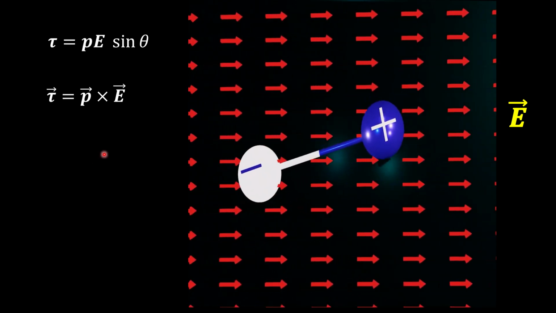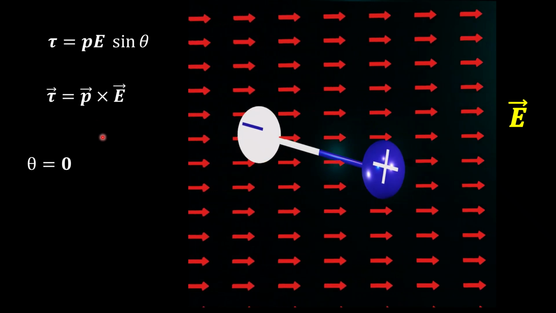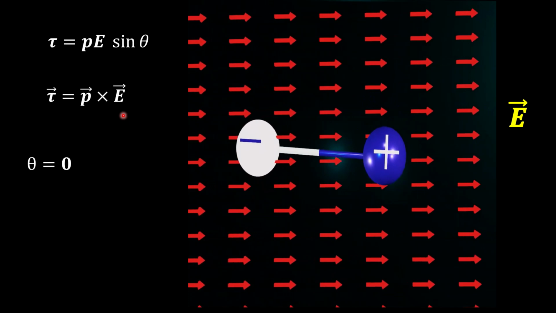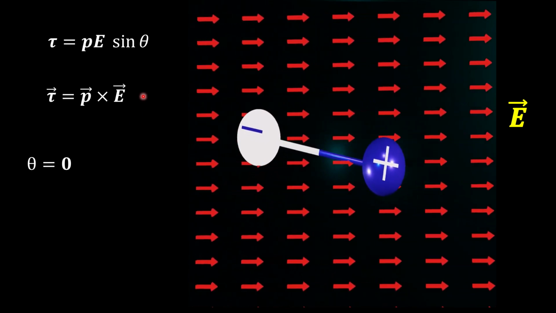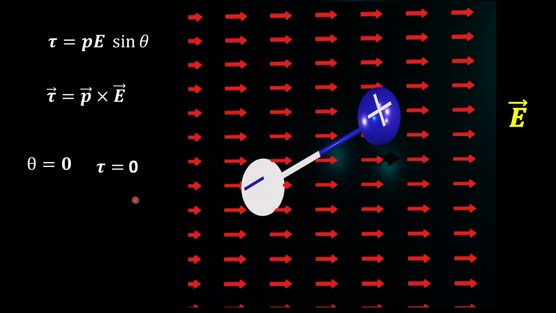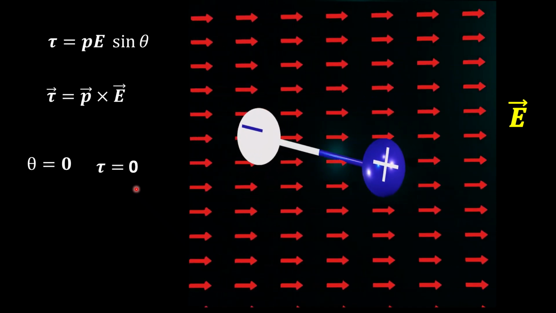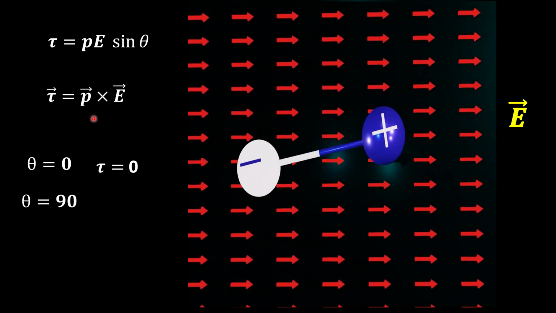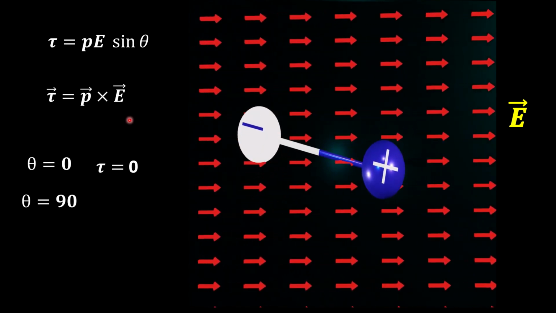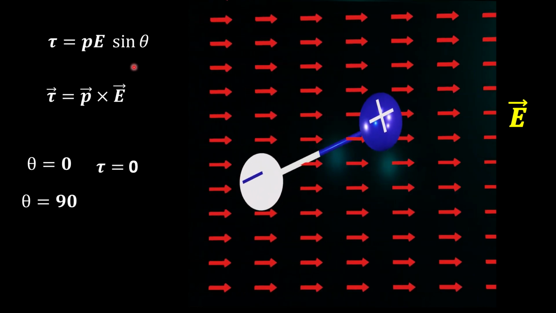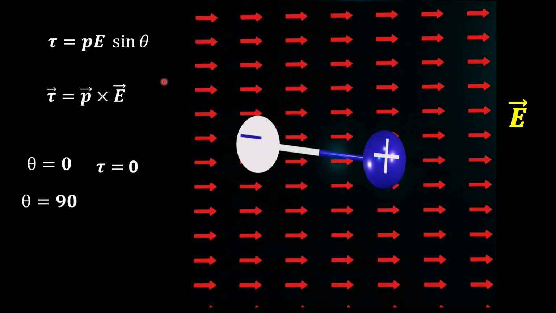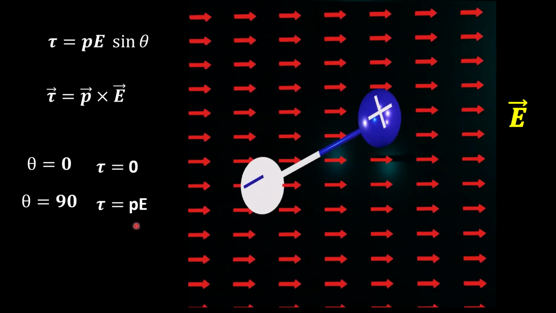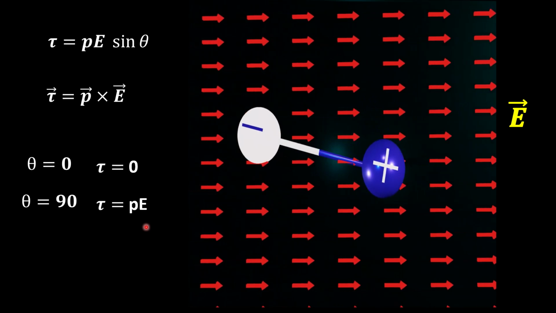Now we see the magnitude of torque when theta is equal to 0. That is, when the dipole moment vector is parallel with the electric field vector, theta becomes 0. So sin theta is equal to sin 0. Sin 0 value is 0. So torque becomes the minimum value. When theta is equal to 90 degrees, that is when the dipole moment vector is perpendicular to the electric field vector, torque becomes maximum. That is, sin theta becomes sin 90. Sin 90 value is 1. So torque is equal to the maximum value, that is dipole moment into electric field value.